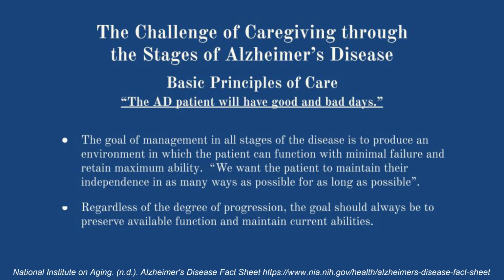Now, the goal of treatment in all of the stages of the disease is to produce an environment in which the patient can function with minimal failure and retain maximum ability. We want the patient to maintain their independence in as many ways as possible for as long as possible. So regardless of the degree of progression, the goal should always be to preserve available function and maintain current abilities.